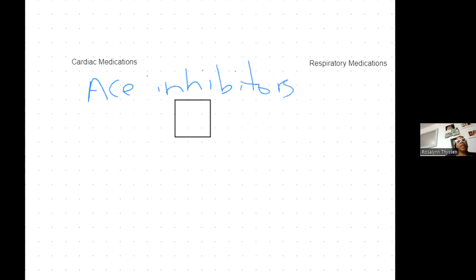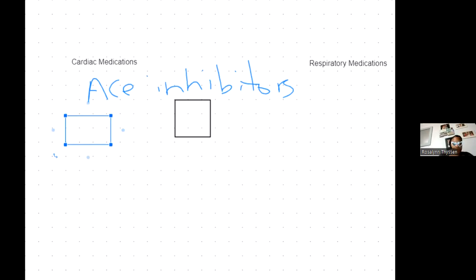right? And the main thing with ACE inhibitors was what? How does it work? Somebody tell me, how do ACE inhibitors work? Vasodilators. It blocks the conversion, so angiotensin 2 doesn't start. Right. So we know angiotensin 2 vasoconstricts. So if we block that conversion, we're going to have vasodilation. So it's a vasodilator.